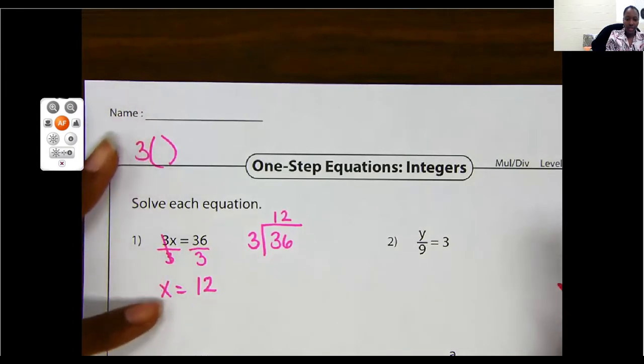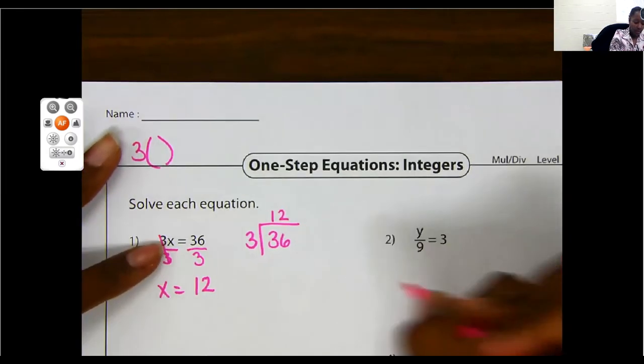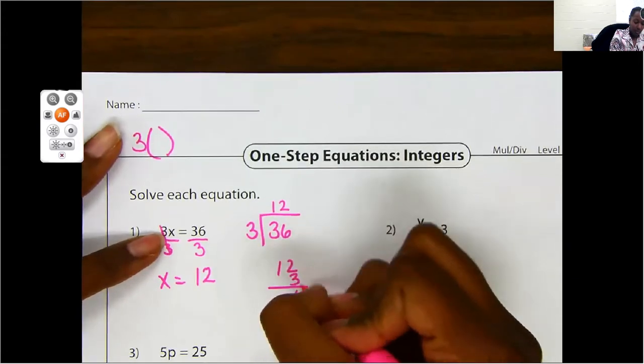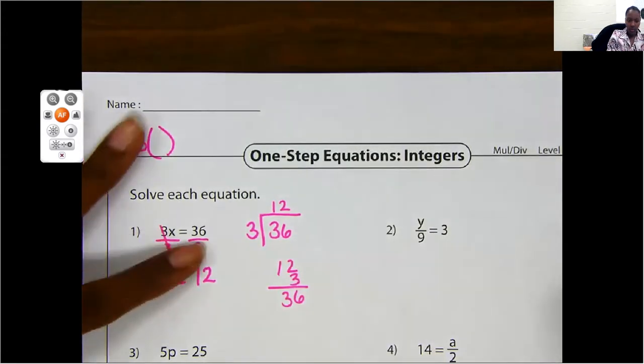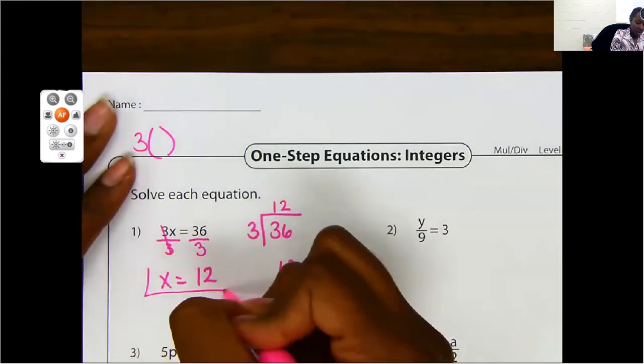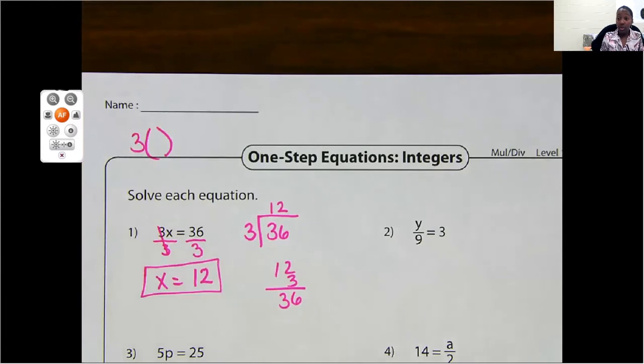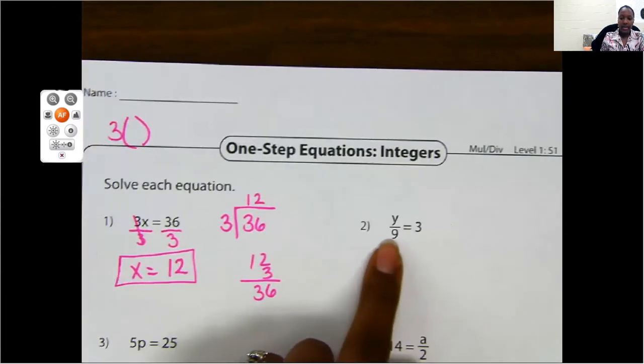Now, of course, we can check this to make sure. We can do 3 times 12. 3 times 2 is 6. 3 times 1 is 3, which equals 36. So I know my answer is correct, okay? Remember, if you're unsure, check your answer. See if it works in the equation. All right, let's look at the next one.